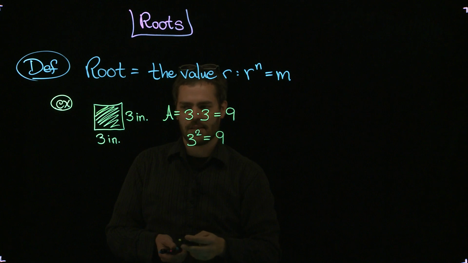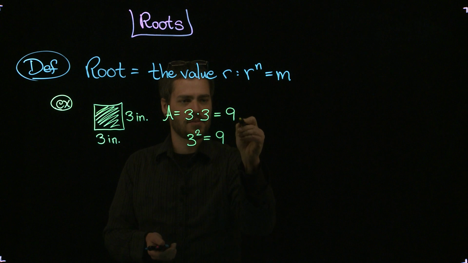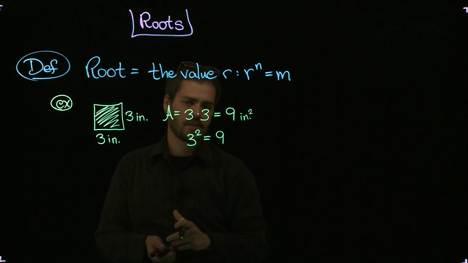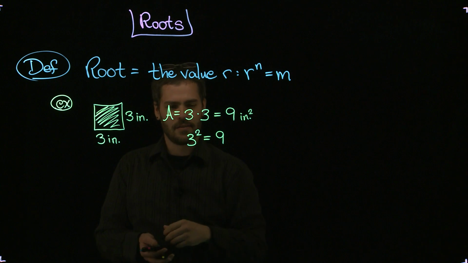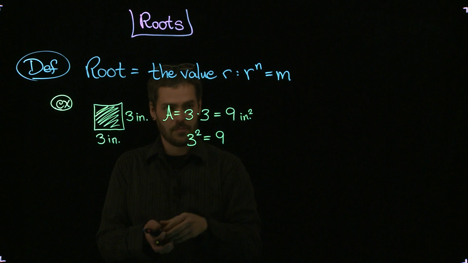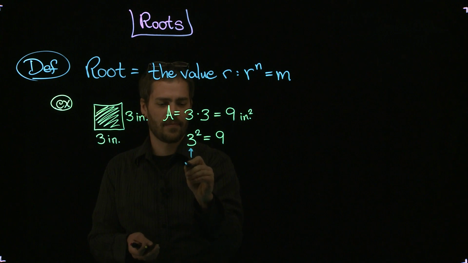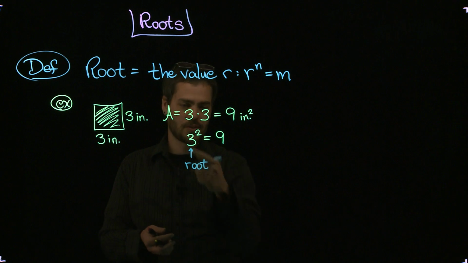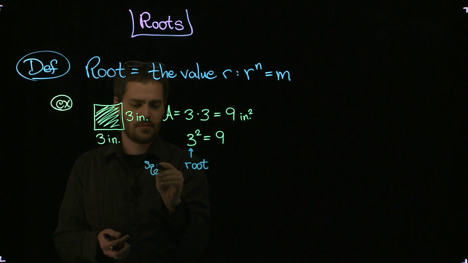And so if we're asking ourselves, what is the root of this area, 9, and I should also say that this is 9 inches squared, or square inches. If I'm asking myself, what is the root of this area of 9 inches squared, the root here, by this definition I have above, is 3. Why? Because that is what was squared to produce 9. So we'll call this the square root in this case.